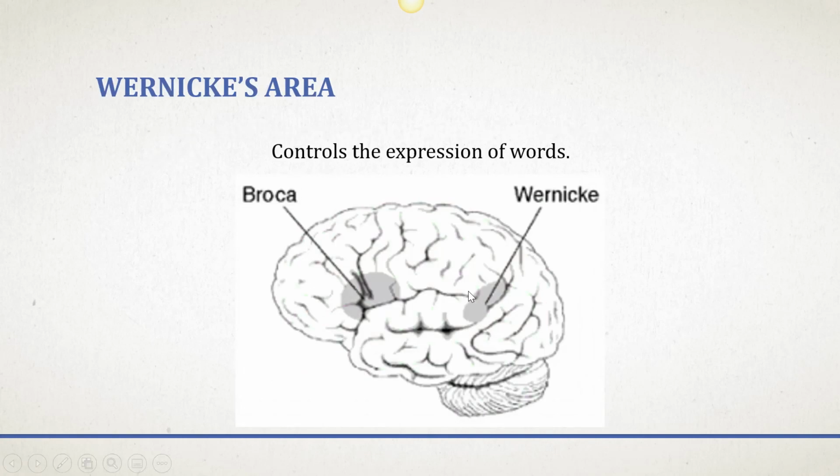Wernicke's area is back here in the brain, and this is an association area in the brain that's responsible for controlling the expression of words. You know what you want to say, and you know how to say it. You just can't put the words in the right order, whether you say them, type them, anything like that. So it controls the expression of words. If this is damaged, you're not able to properly convey messages.